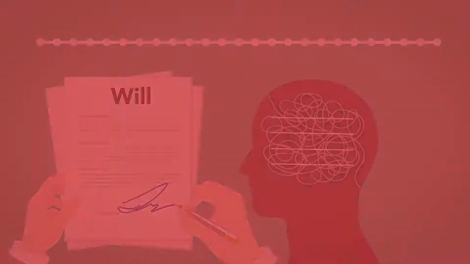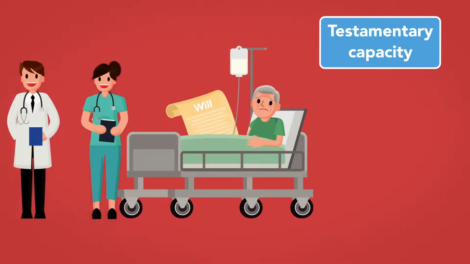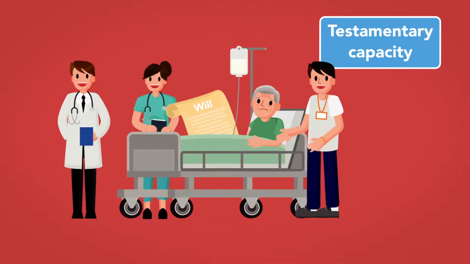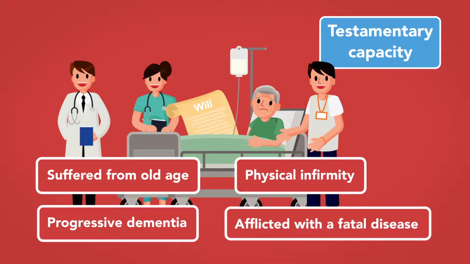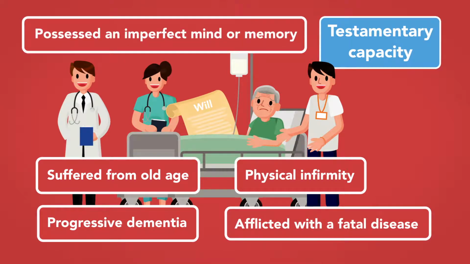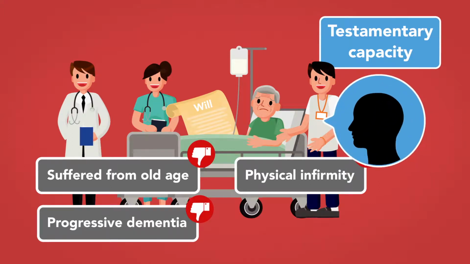As an example, a 78-year-old father with lung cancer was held to have testamentary capacity when he executed a will while in the hospital, in the presence of 2 nurses and a hospital notary. Even though he suffered from old age, physical infirmity, and progressive dementia, was afflicted with a fatal disease, and perhaps possessed an imperfect mind or memory. The court said, mere proof that the decedent suffered from old age, physical infirmity, and progressive dementia is not necessarily inconsistent with testamentary capacity, and does not preclude a finding thereof. The relevant inquiry is whether the decedent was lucid and rational at the time the will was made.